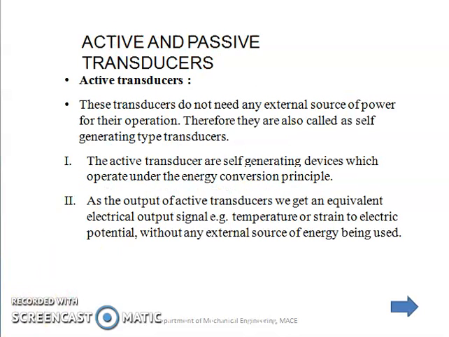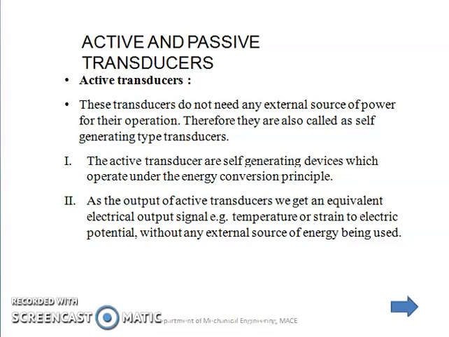Let us discuss in detail about the first category, that is active and passive transducer. First, let us see what is an active transducer. Those transducers that do not need any external source of power for their operation are known as active transducers. So they are also called self-generating type transducers. These transducers operate under the energy conservation principle. Usually the output of these transducers will be an equivalent electrical output signal.